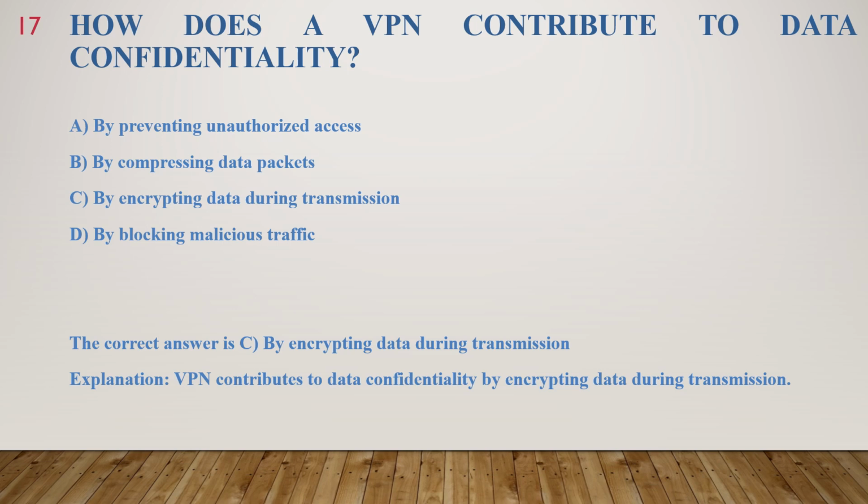This is the primary way a VPN enhances data confidentiality. When you connect to a VPN, your data becomes scrambled into an unreadable format using strong encryption algorithms. This protects your sensitive information, like passwords, personal details, and financial transactions, from being intercepted and viewed by unauthorized individuals on the public network. Blocking malicious traffic. Some VPNs might offer features like malware blocking, but this again isn't their primary focus for confidentiality and typically requires additional configurations.